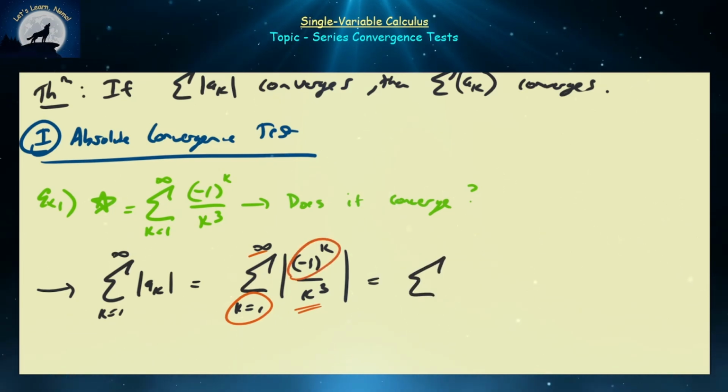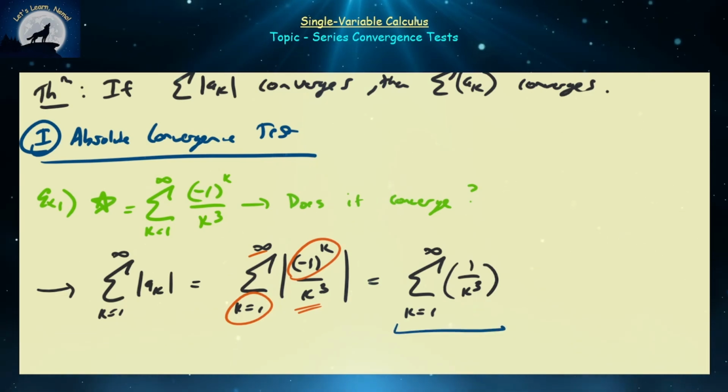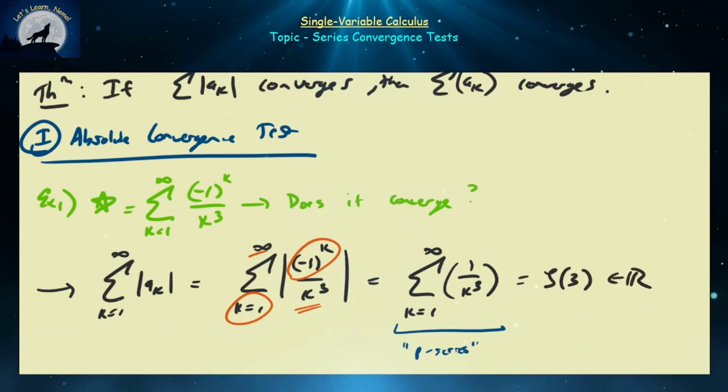So this is going to be equal to the sum from k is equal to 1 to infinity of 1 divided by k cubed. Now, some of you may already be familiar with this if you've been following along with our series, that this is sometimes referred to as a p-series, and all p-series converge provided that the exponent is strictly greater than 1, and 3 is obviously strictly greater than 1, and it in particular converges to this number zeta of 3, which is going to be a real number.